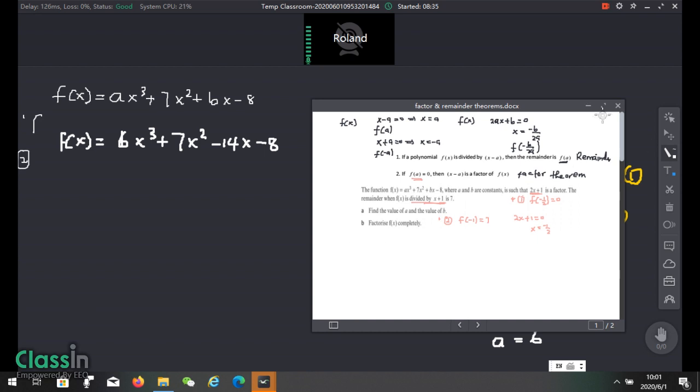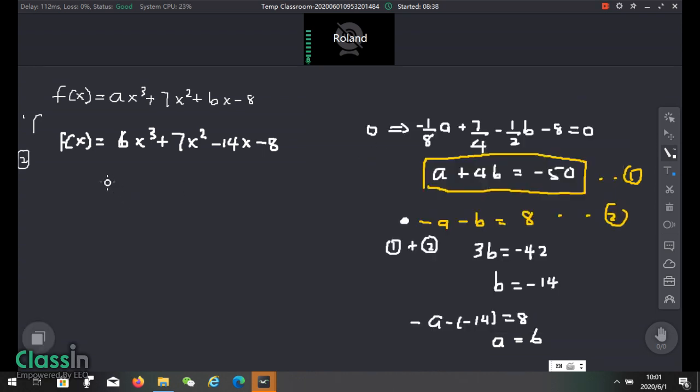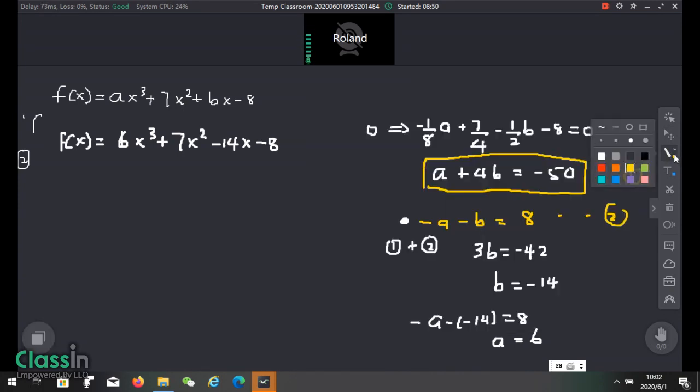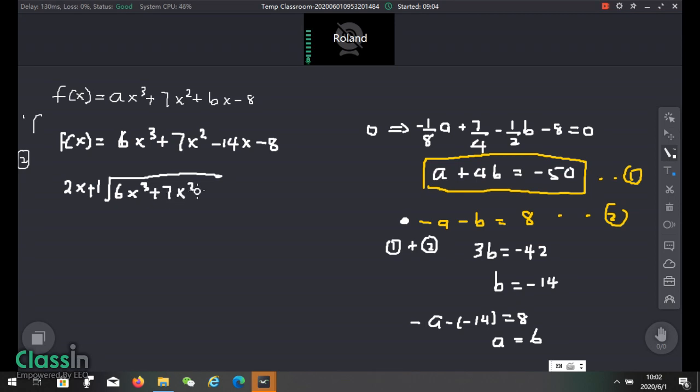The second part is factorize f of x completely. We use the long division because we have been told from the question that 2x plus 1 is a factor. So when any function is divided by its factor, the remainder is 0. So when 2x plus 1 divides 6x cubed plus 7x squared minus 14x minus 8, we must get 0.